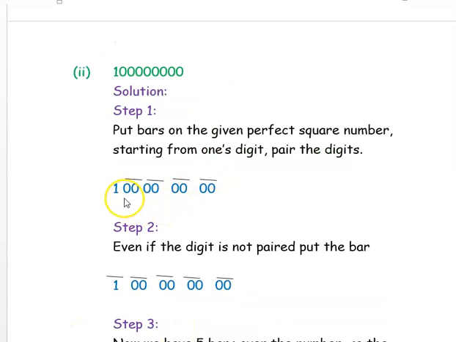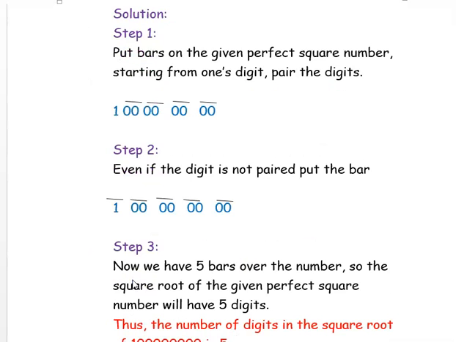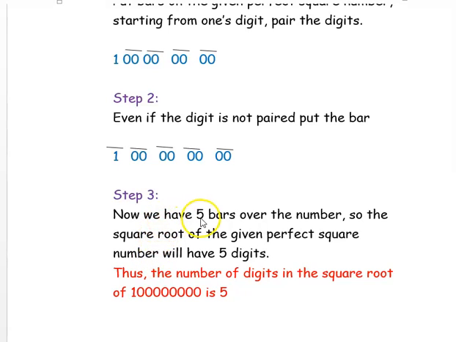The next number given is 1 followed by 8 zeros. As the first step, put bars on the perfect square number starting from the ones digit, pairing the digits. So I have written first 0, 0 and then a bar. Second 0, 0, I have placed a bar. Third 0, 0, and then I have placed a bar. Then fourth 0, 0, and I have placed a bar. Now the 1 is left. We know that even if the digit is not paired, we have to put a bar over it. So I have put a bar here. The next step is we have 5 bars here: 1, 2, 3, 4, 5 bars. So we can say that the square root of the given number has 5 digits.